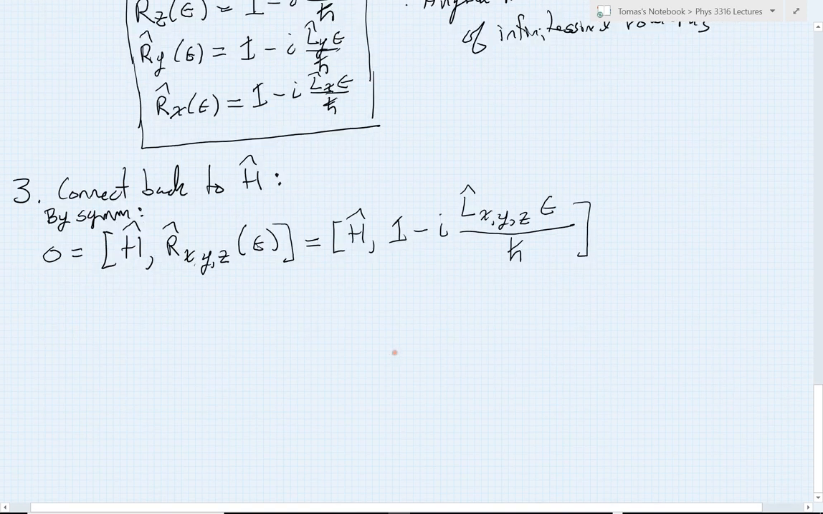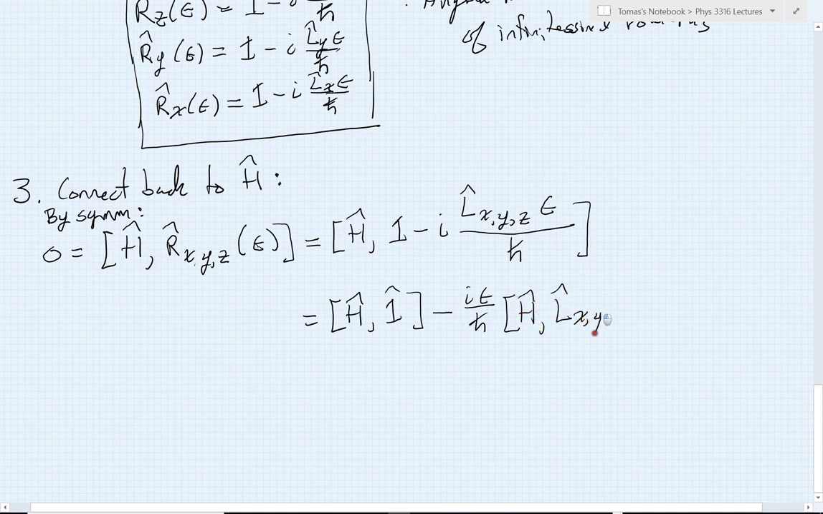Now, we've worked with commutators before, so we know, for instance, we can separate out the commutator as a sum. So then I have to add the commutator of H with this piece. But, of course, constants can simply be pulled out of commutators because those commute with all of our operators. So I'd have minus i epsilon over h bar times the commutator of my Hamiltonian with any of my angular momentum components.